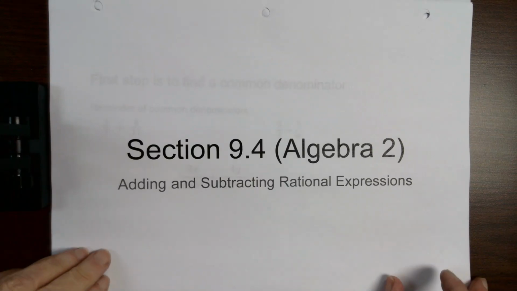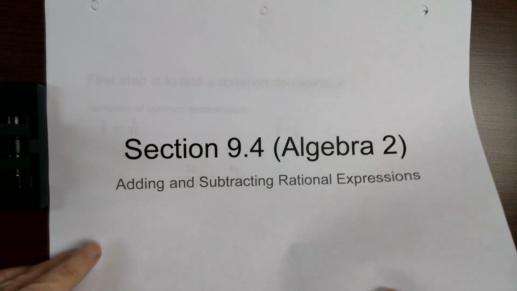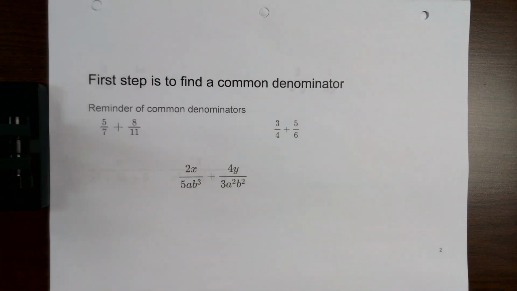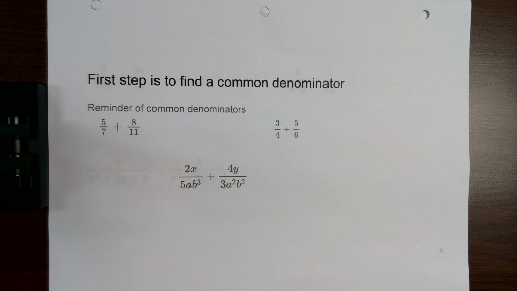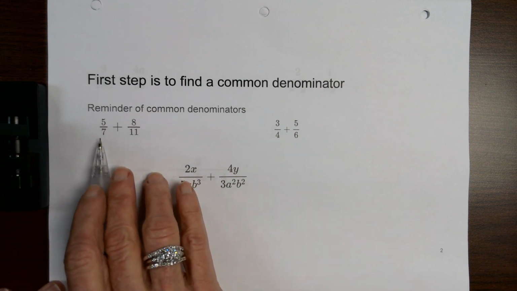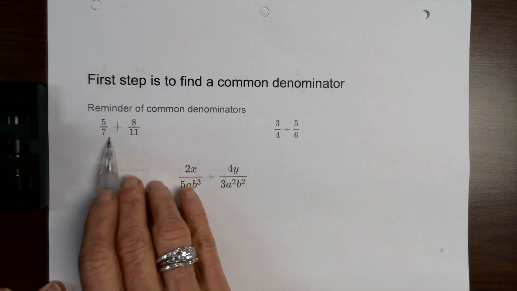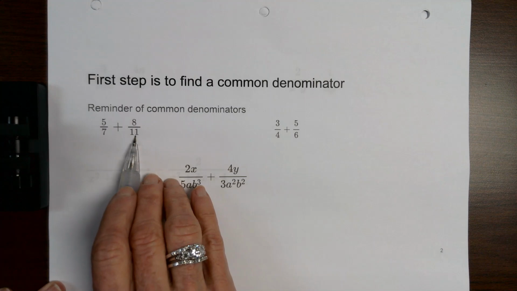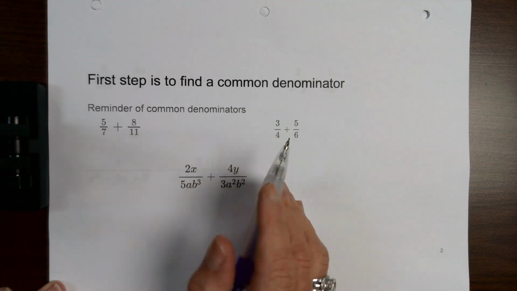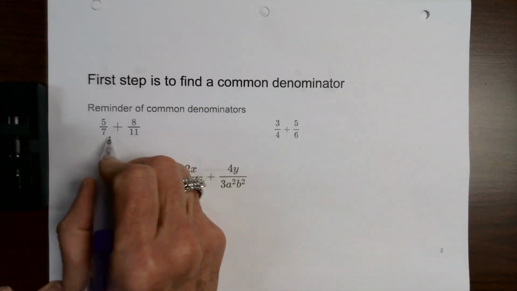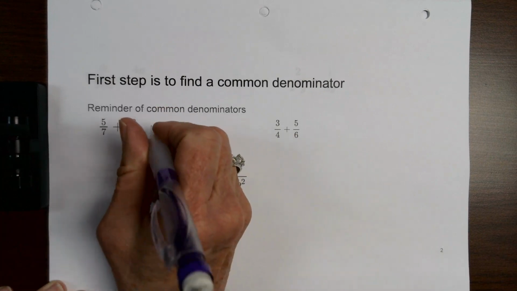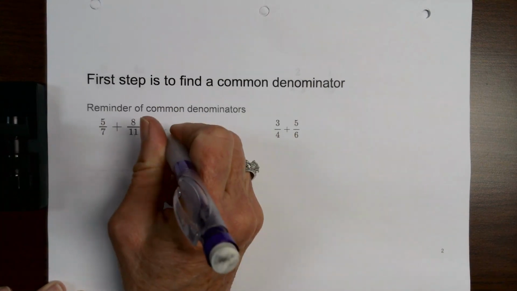Section 9.4 is on adding and subtracting rational expressions. The first step in doing this is to find a common denominator. It's been a little bit of time since y'all did common denominators, so let's just refresh your mind. You're looking for the smallest number that both the 7 and the 11 can go into. Those are the denominators. The smallest number that both 7 and 11 can go into would be 77.